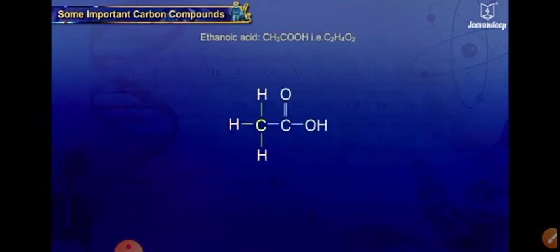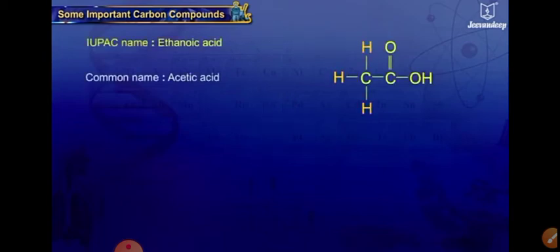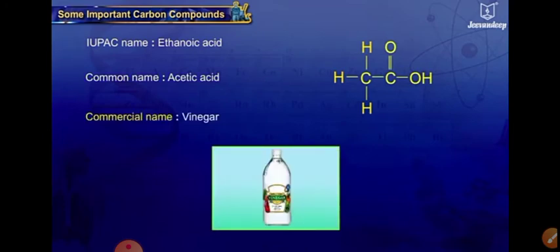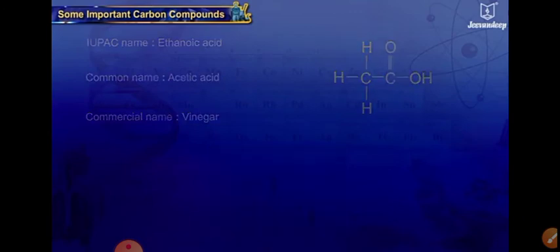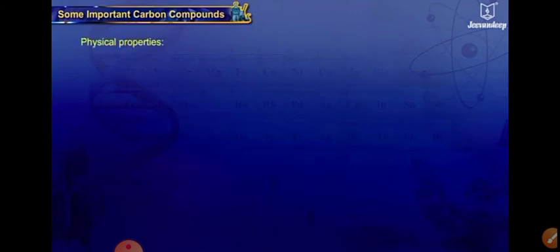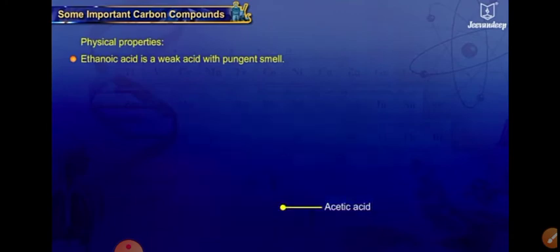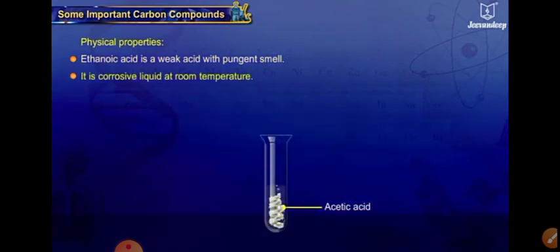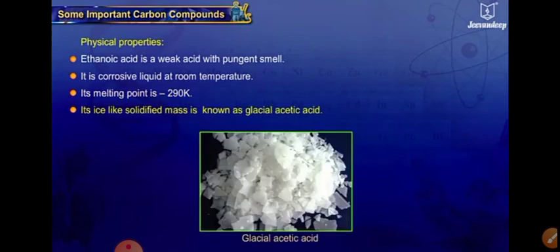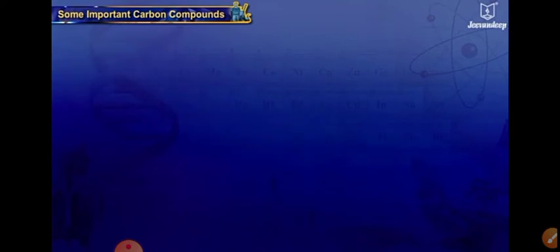Ethanoic acid has the formula CH3COOH, that is C2H4O2. Its IUPAC name is ethanoic acid. Common name is acetic acid. Commercial name is vinegar. Physical properties: ethanoic acid is a weak acid with a pungent smell. It is a corrosive liquid at room temperature. Its melting point is 290 Kelvin. Its ice-like solidified mass is known as glacial acetic acid.